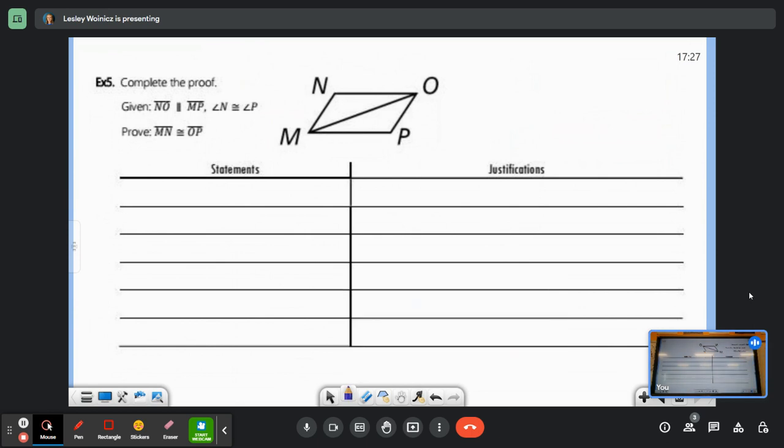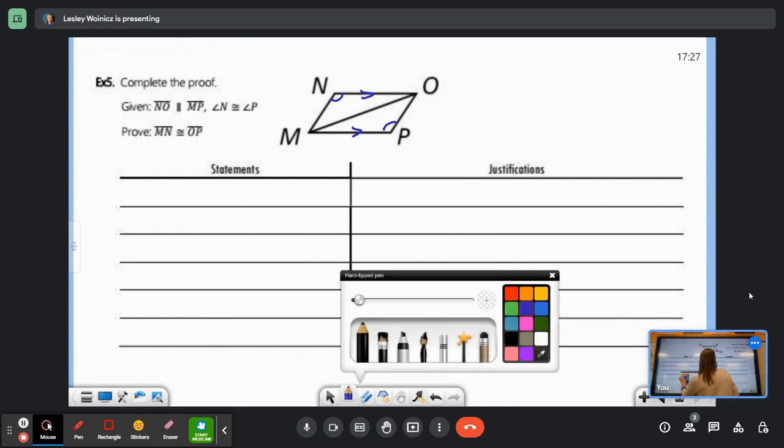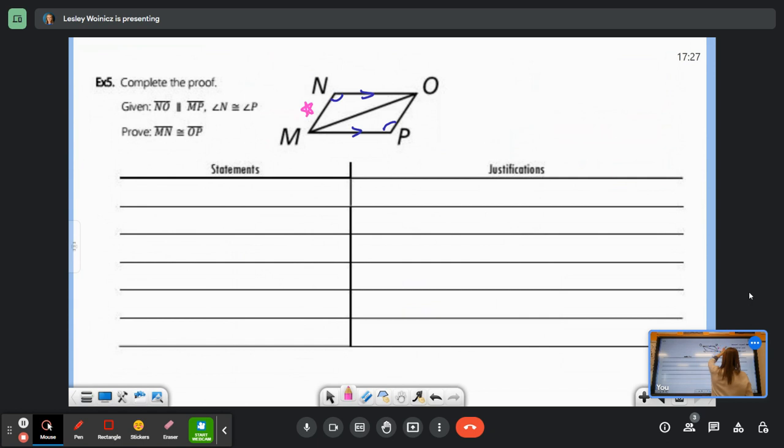All right, they're telling us that segment NO is parallel to segment MP. They're also telling us that angle N is congruent to angle P. And we have to prove that segment MN is congruent to segment OP. That's the target. I can only say that those parts are congruent if I'm able to prove those triangles are congruent. So first I have to prove the triangles congruent, then I can say their corresponding parts are congruent.